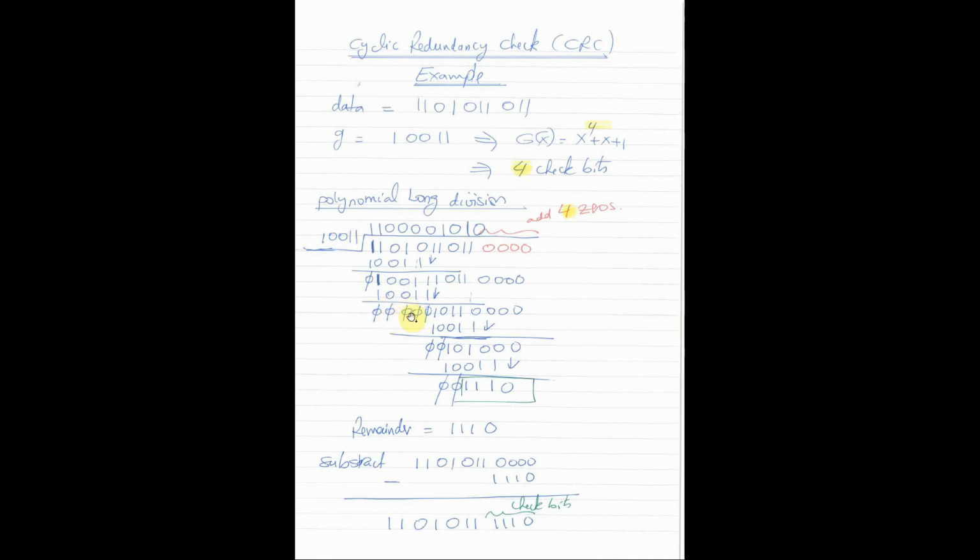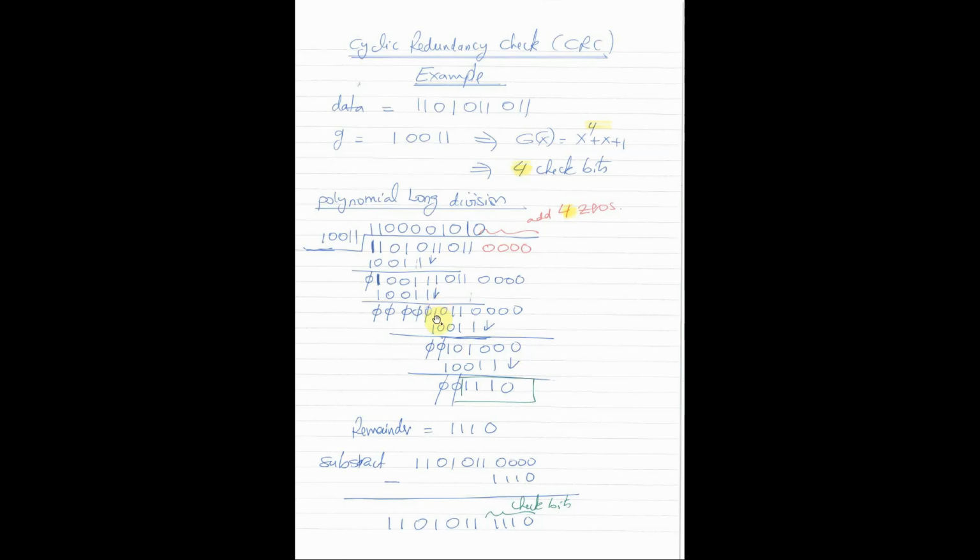Now we go to the next bit. It's also a 0. 0 divided by 1 is a 0, and then I take it away. Next bit, 0 divided by 1 is a 0, and then I take it away. And now I'm done with all my zeros, and my next bit to divide is a 1.